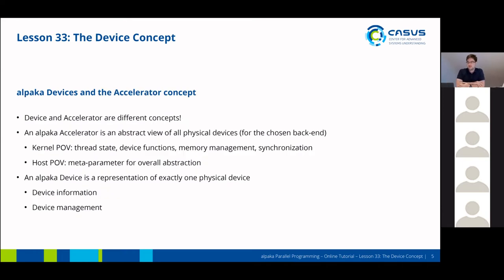It's important to remember that device and accelerator are different concepts. An alpaka accelerator is an abstract view of all the physical devices for the chosen backend. From the kernel point of view, it contains the thread state, device functions, memory management, and synchronization. From the host point of view, it is a meta parameter for overall abstraction. An alpaka device, on the other hand, is a representation of exactly one physical device, and it contains device information and the means to do device management.